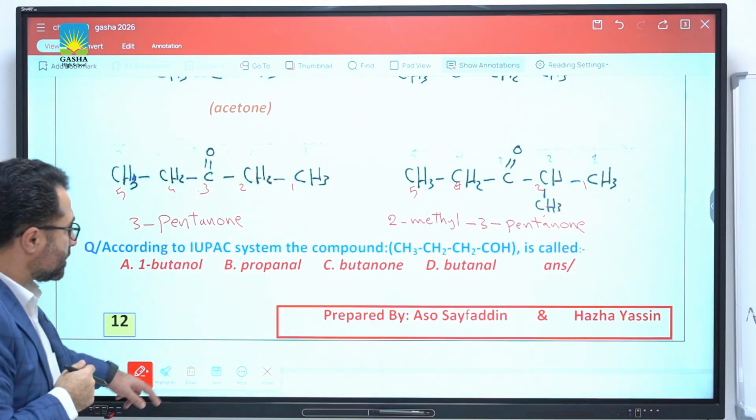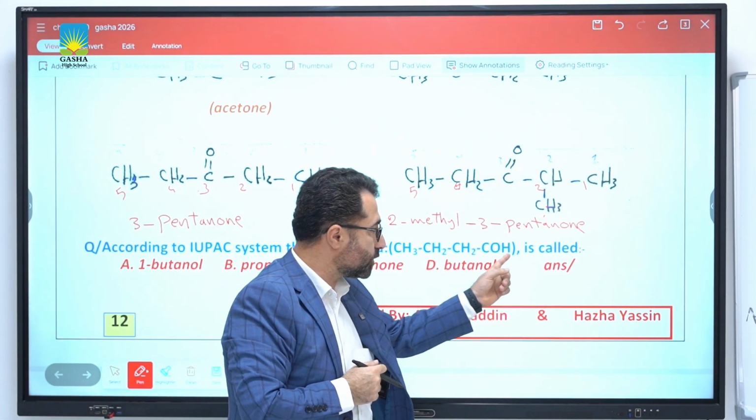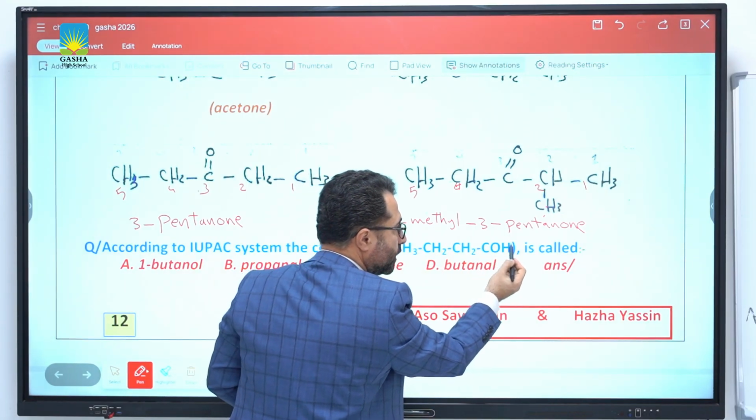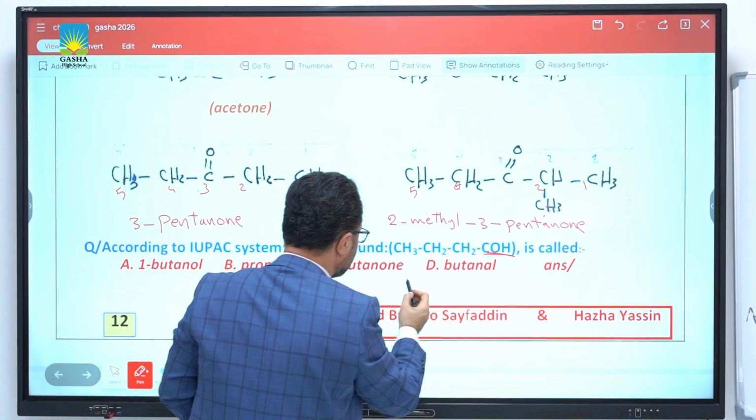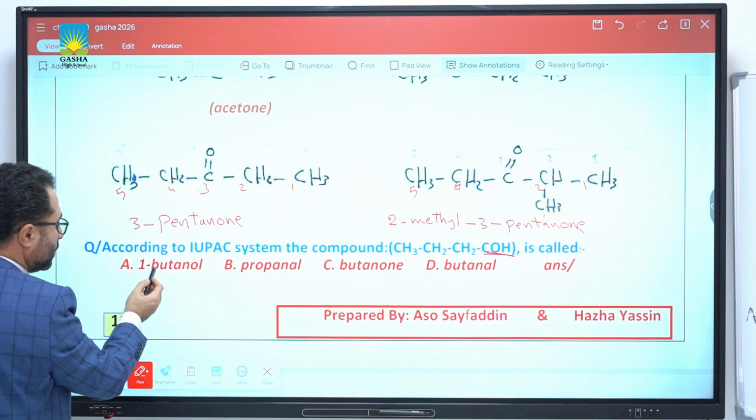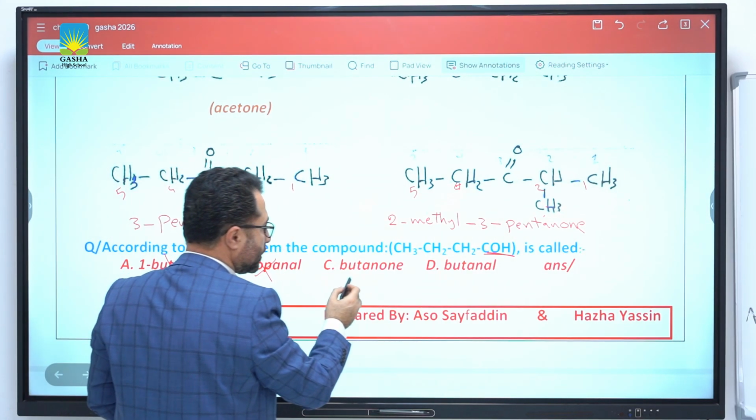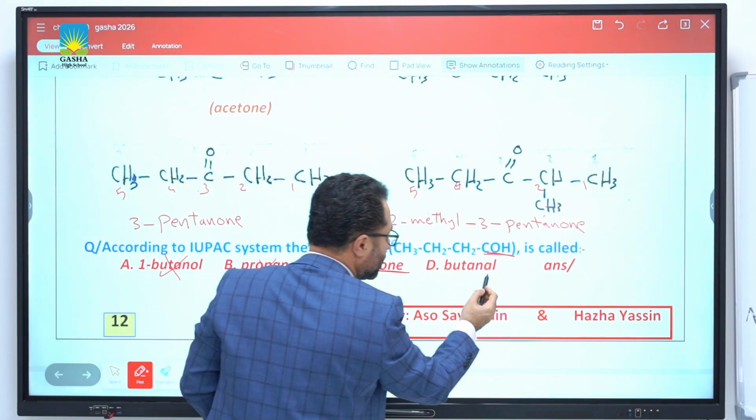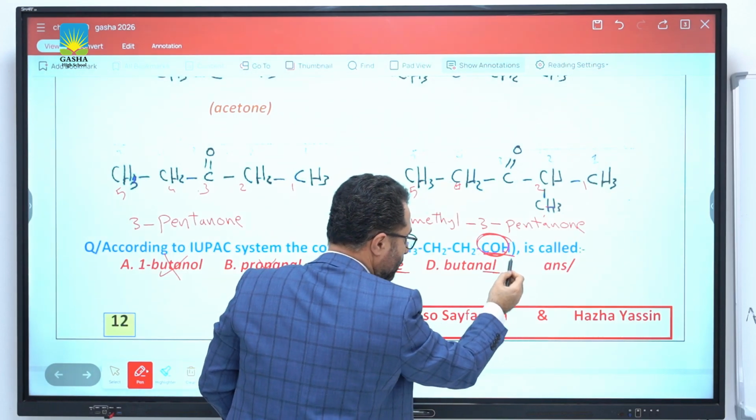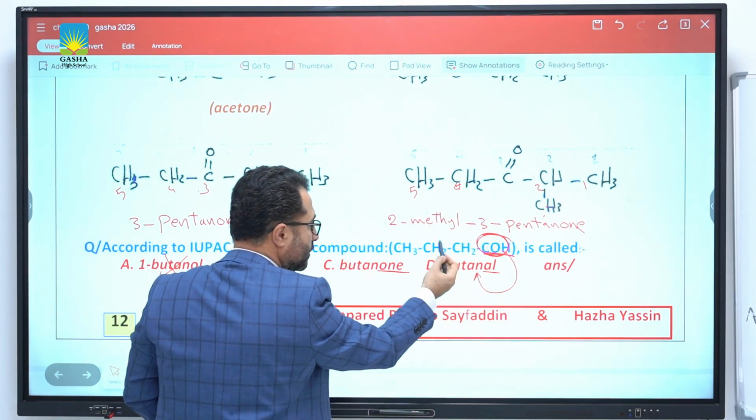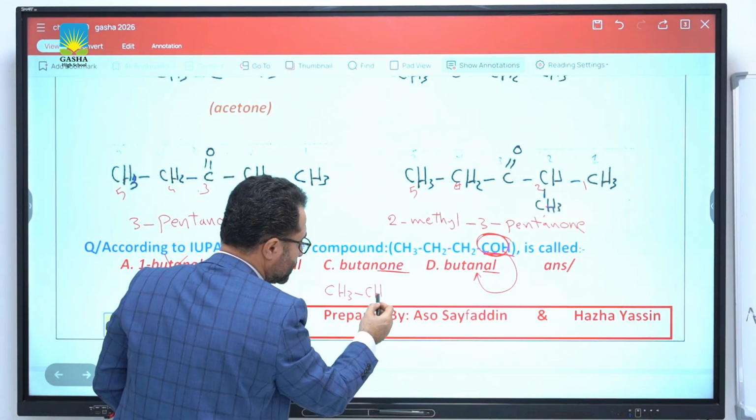According to the IUPAC system, the compound CH3CH2CH2COH, be careful, it's C double bond OH, is called what? It's not an alcohol, so it's not butanol. Prop is 3, we have 4 carbons, so that is incorrect. Butanone is a ketone, butanal is an aldehyde, because the C double bond O is at the first carbon, so it will be butanal.